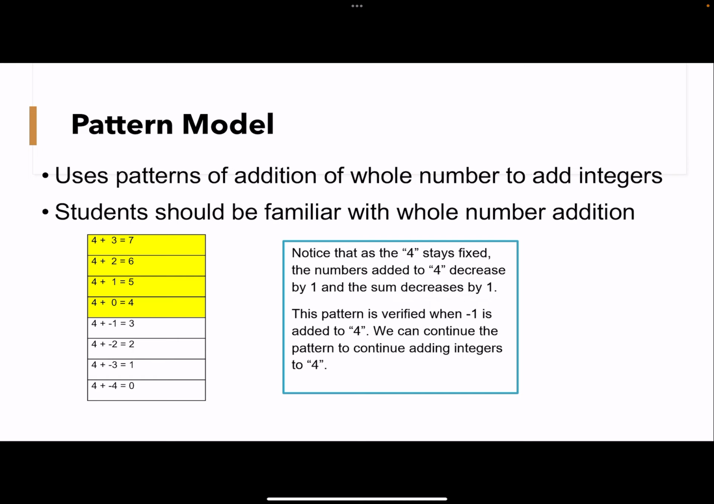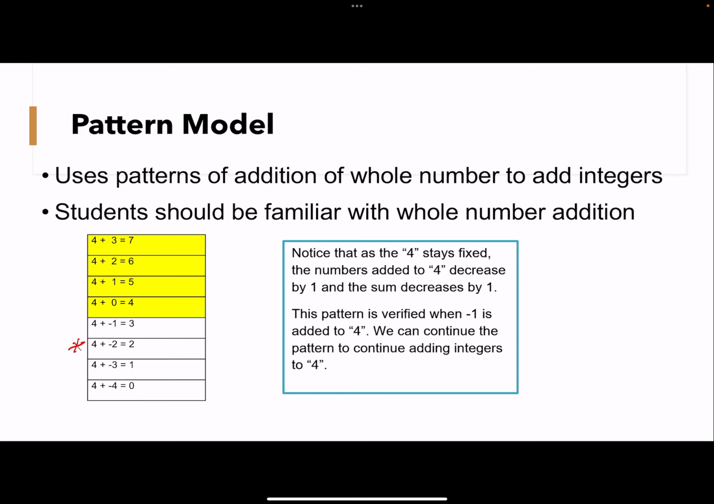So say I was trying to add something like 4 plus negative 2, and that was my problem. I've drawn a chart here, and I've tried to establish a pattern, and we see that our number 4 stays fixed. And I add 4 plus 3. Again, students would be very familiar with that. Whole number addition, my answer is 7. 4 plus 2, I get 6. 4 plus 1, I get 5. 4 plus 0, I get 4.